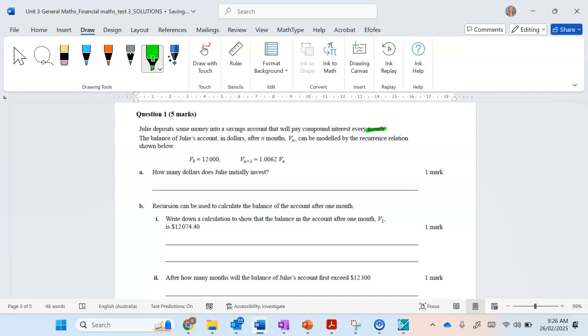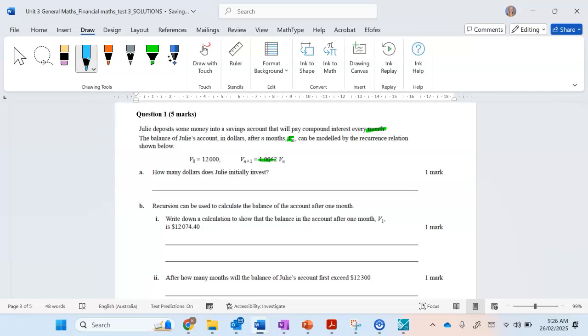All right, so she's putting money in like an investment. The balance of Julie's account in dollars after n months can be modeled by the recurrence relation. So just making sure we use V wherever we have to do any working out. We've got V0 equals 12,000, and then this is calculated using your interest rate. So it's your common ratio.